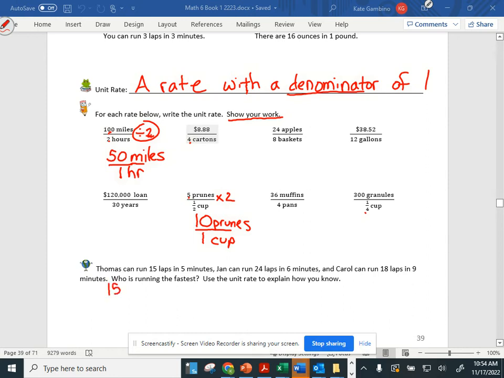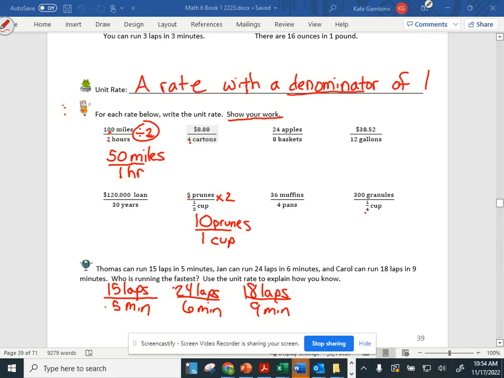15 laps in 5 minutes. Jan can run 24 laps in 6 minutes. And Carol can run 18 laps in 9 minutes. Okay, all right, so this looks similar to my unit rates that were up here. My question is, who is running the fastest?